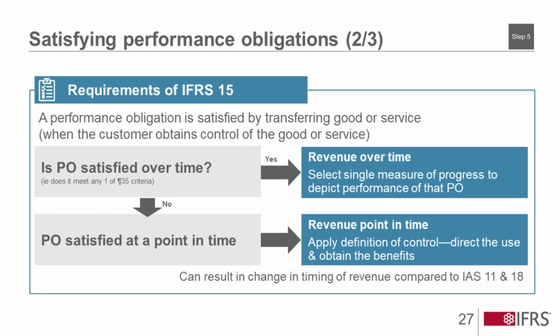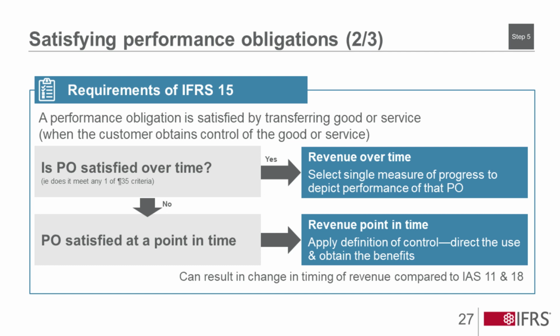Now, how did the board address this problem? So the board developed a single framework to determine the timing of revenue recognition for goods or services based on when the customer obtains control of the asset. So the way it works is that an entity first assesses whether control of a good or service is transferred over time. To do that assessment, IFRS 15 provides 3 criteria, each of which are designed to capture different types of service contracts. If control of a good or service is transferred over time, the entity selects a measure of progress to depict its performance in transferring goods or services to the customer.